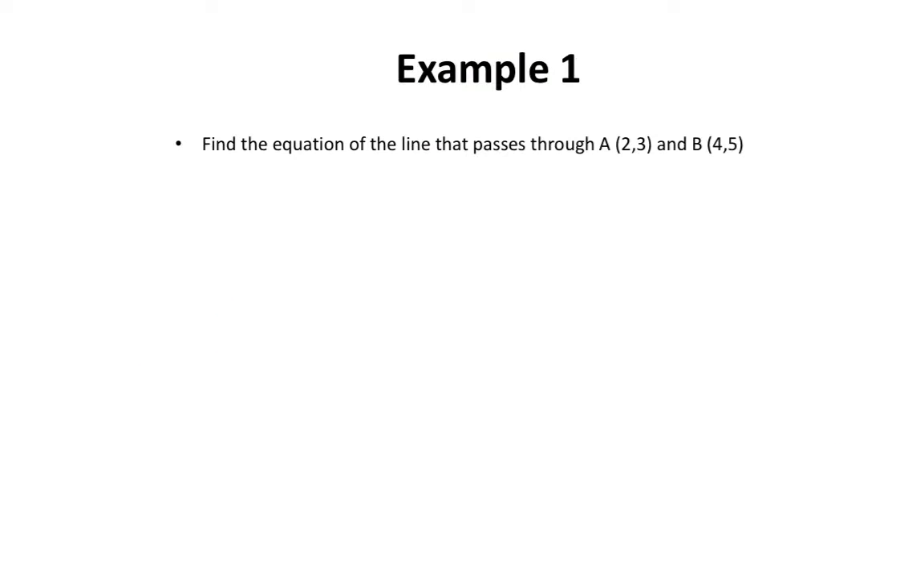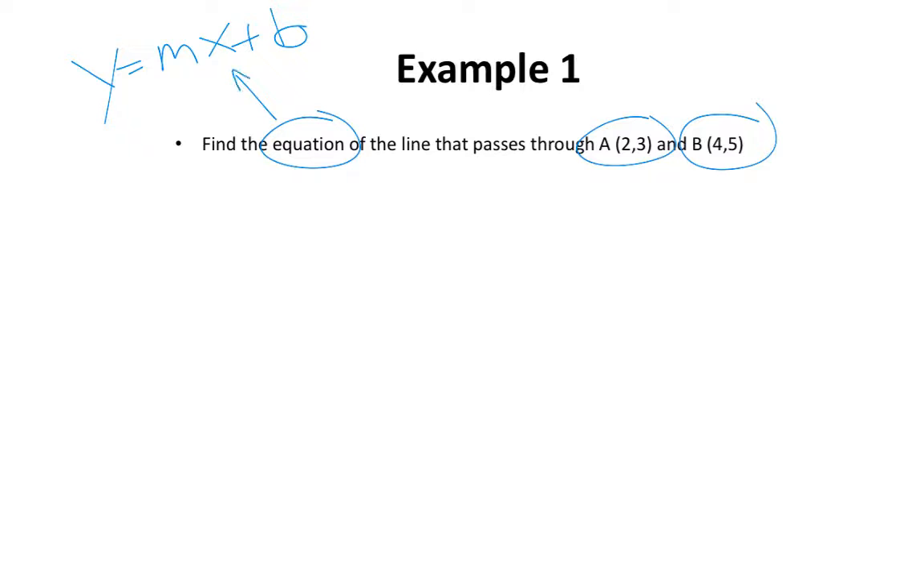In our first example, we want to find the equation of the line that passes through points A and B. Let's circle the key pieces of information. We want to find the equation, and we're given 2 points. The equation of a line in slope-intercept form is y equals mx plus b. However, we are not given the slope or the y-intercept, which means we have to figure out both of these values. Let's start with the slope.